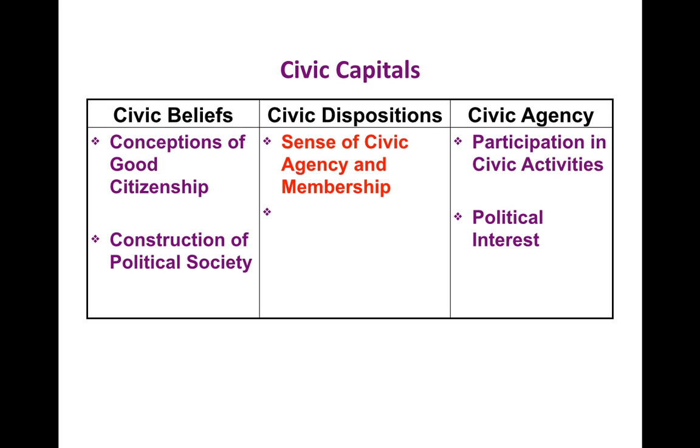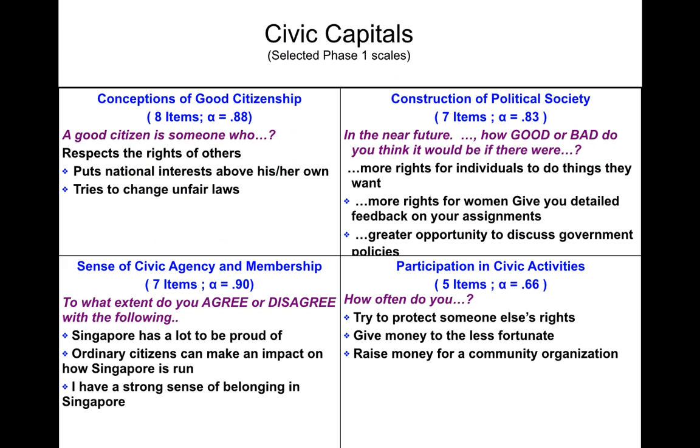Dispositions are the sense of civic agency and membership. And agency is action, participation in civic activities, and participation that results to political interest. So beliefs is knowledge, dispositions are feelings, aspirations, and agency would essentially be action. So we theorize that all these three comprise what we refer to as a construct, an abstract concept that we talked about in previous sessions, the construct of civic capital.